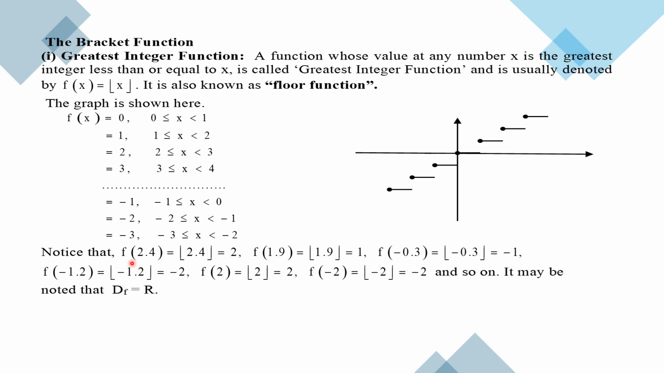Here observe that f of 2.4 in bracket is equal to the lesser value, 2, and f of 1.9 is equal to 1. So observe that this is a discontinuous function. There are many discontinuities, and it may be noted the domain of f covers all of this x-axis fully. It covers the totality of the x-axis. So domain of f is the whole set of real numbers.